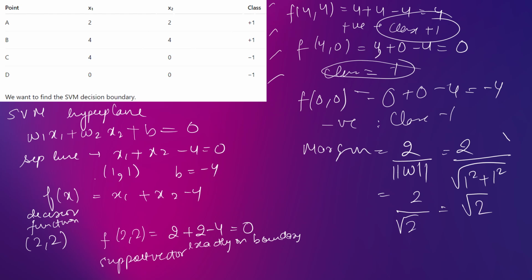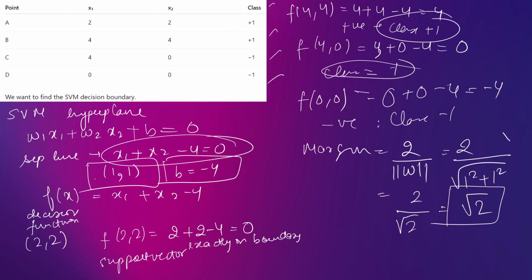So your hyperplane is this. Your weight vector is 1, 1. Your bias is -4. Your margin is under root 2. And your support vectors are 2, comma 2 and 4, comma 0. So this is the answer.